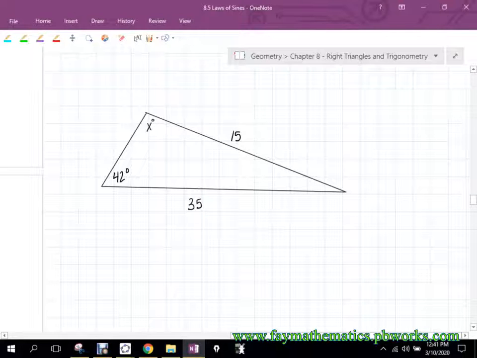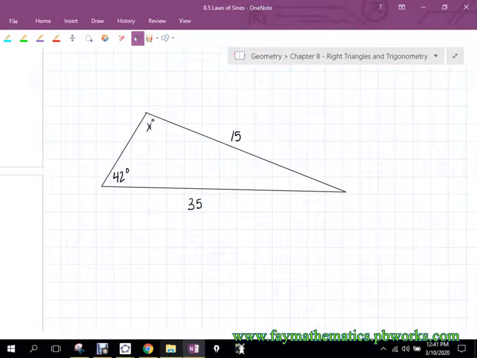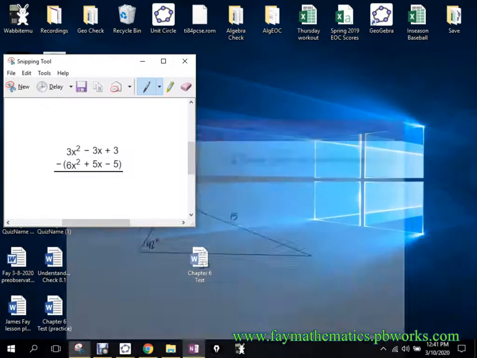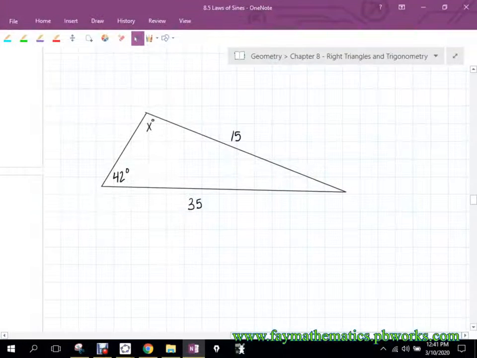I want you to find that angle up there. Just set the proportion up. That's the minimal amount of work that I want you to do. But if you can go further with it, go further with it. And I've got to find something on here to show you.